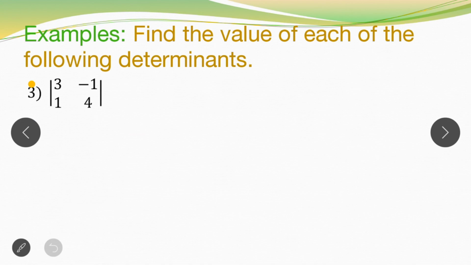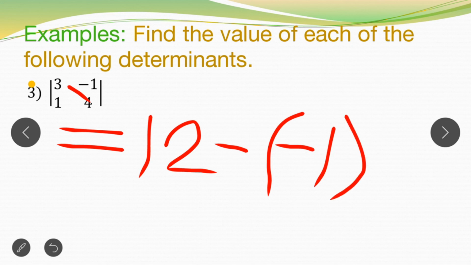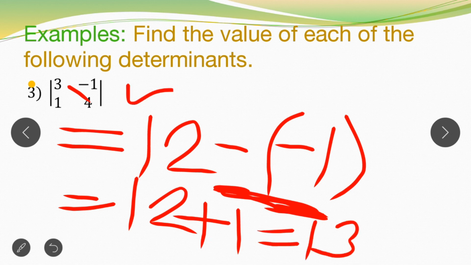Now see the next example. The next example is determinant of 3, minus 1, 1, 4. Again to solve the determinant we have to take cross product. 3 into 4 is 12, minus the cross product of 1 into minus 1. 1 into minus 1 is minus 1. Here the bracket term contains a minus sign and outside the bracket is again minus, so the product of these two minus signs is plus. So it is 12 plus 1, and 12 plus 1 is 13. So the answer of this determinant is 13.